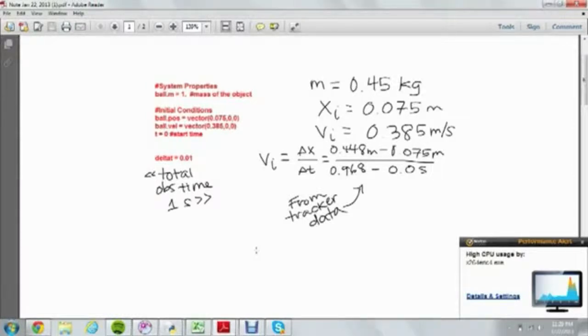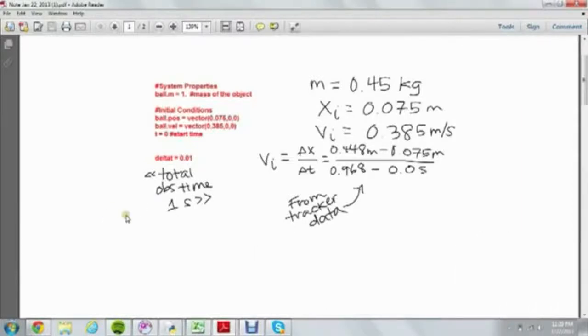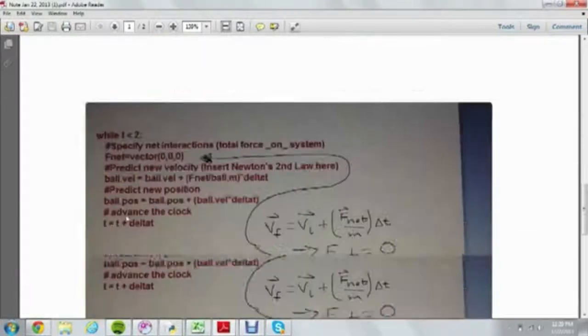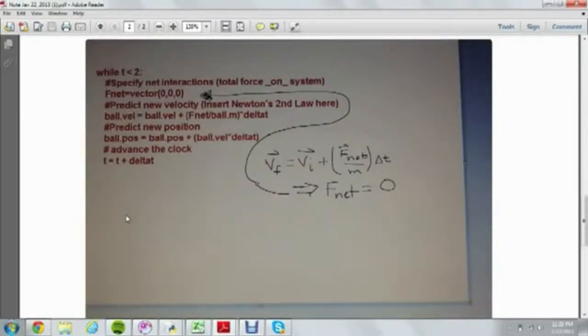Lastly, I chose delta t to be small compared to the 1 second time elapsed, 0.01 seconds. So I predicted starting at time zero for about 2 seconds and applied Newton's second law, so the final velocity, and constant velocity, will be equal to the initial velocity, which means the second term, Fnet over m delta t, has to be equal to 0. The only way for that to happen is to have Fnet equal to 0.